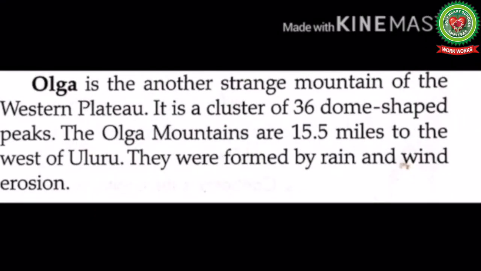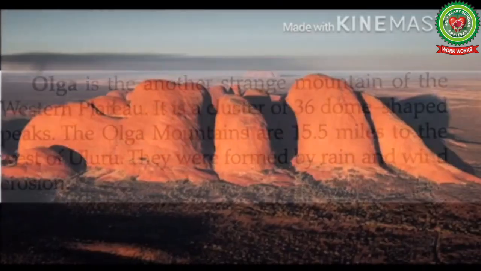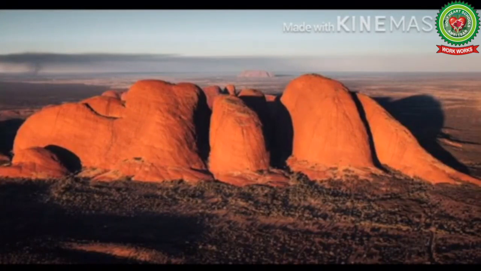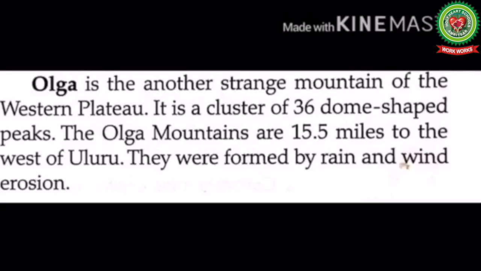Olga is another strange mountain of the Western Plateau. It is a cluster of 36 dome-shaped peaks. The Olga Mountains are 15.5 miles to the west of Uluru. They were formed by the rain and the wind erosion.